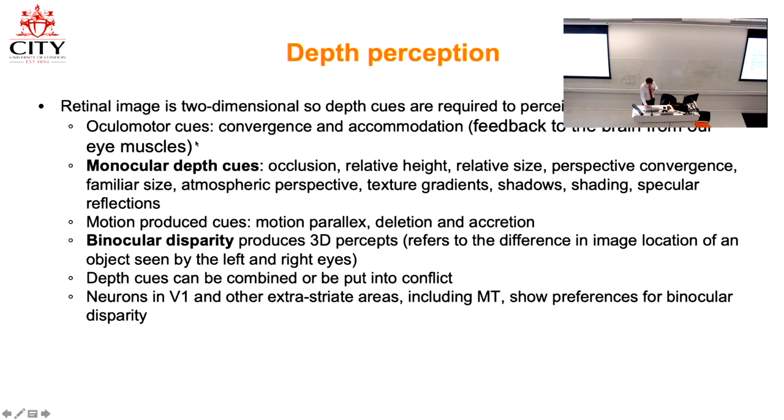The other one is monocular depth cues, like occlusion, which means two objects are in front of each other and you can't see behind them. Relative height, relative size, perspective convergence, and so on. We have motion-produced cues. With motion of objects, you can understand that they're in front of or behind each other. We have binocular disparity, which comes from two eyes. The disparity between the two helps us understand depth. And these cues can be combined or put into conflict. So our brain is the one that decides where these objects are. In V1 and extrastriate areas, including MT, we have neurons with preferences for binocular disparity.